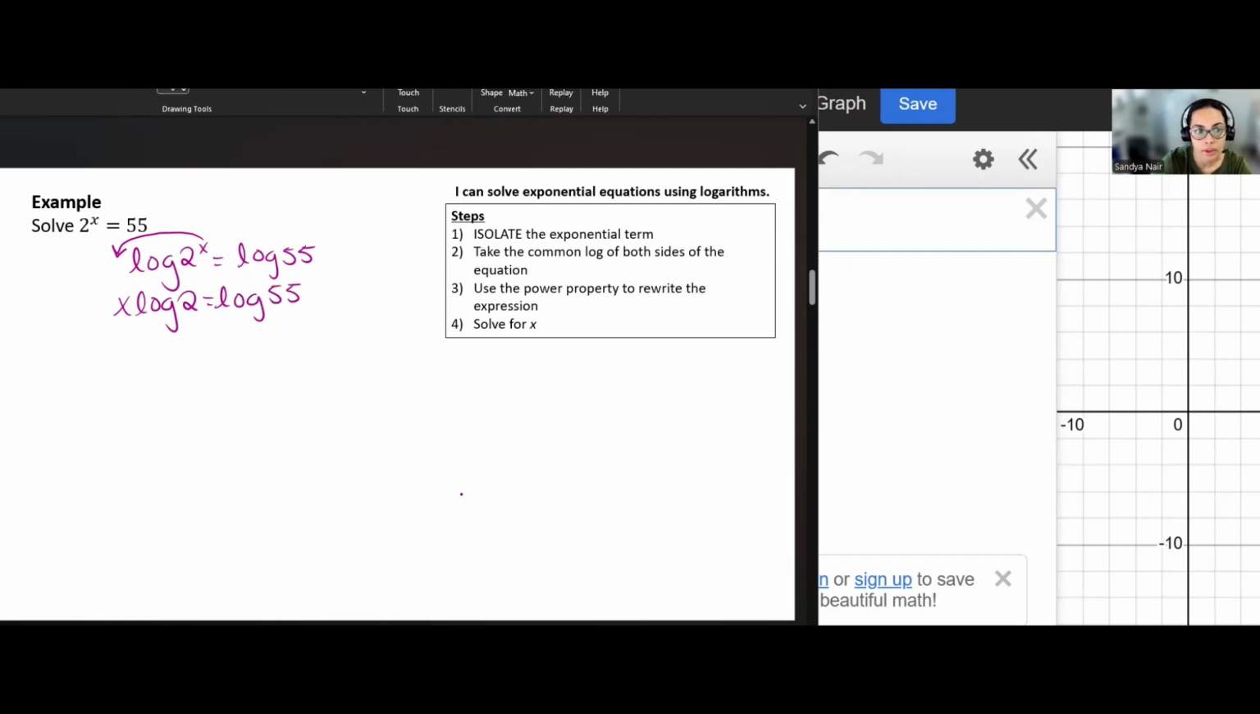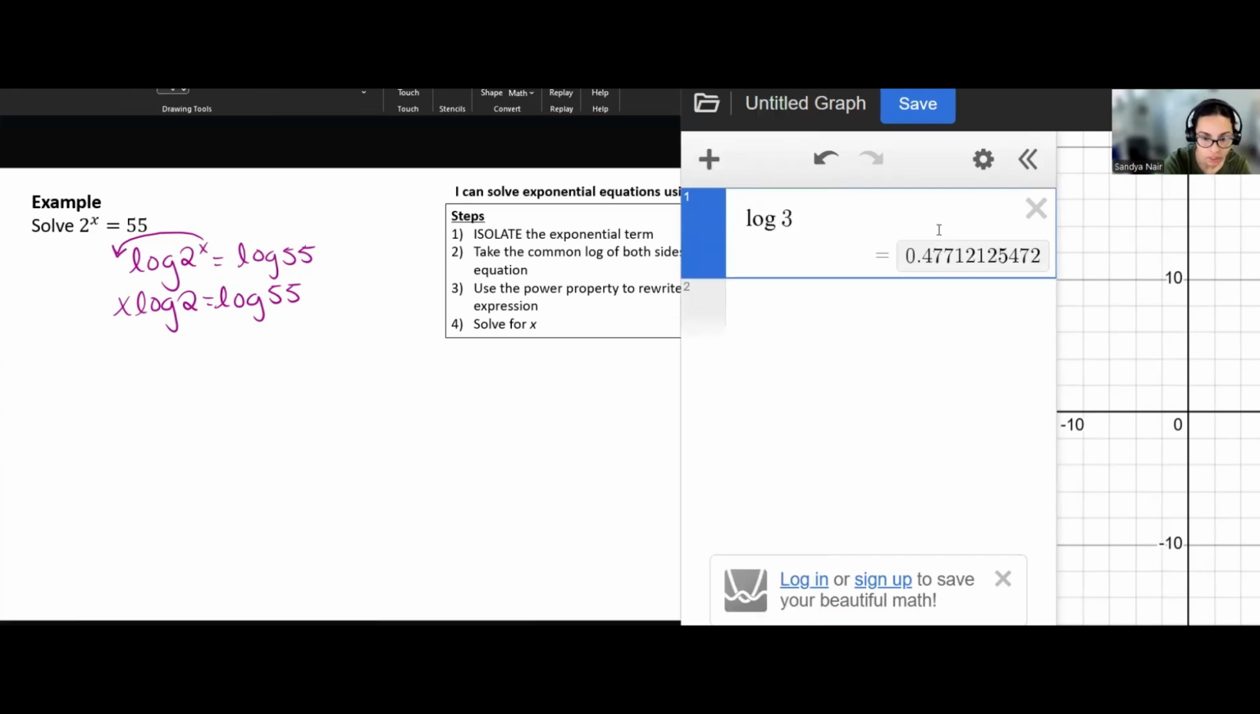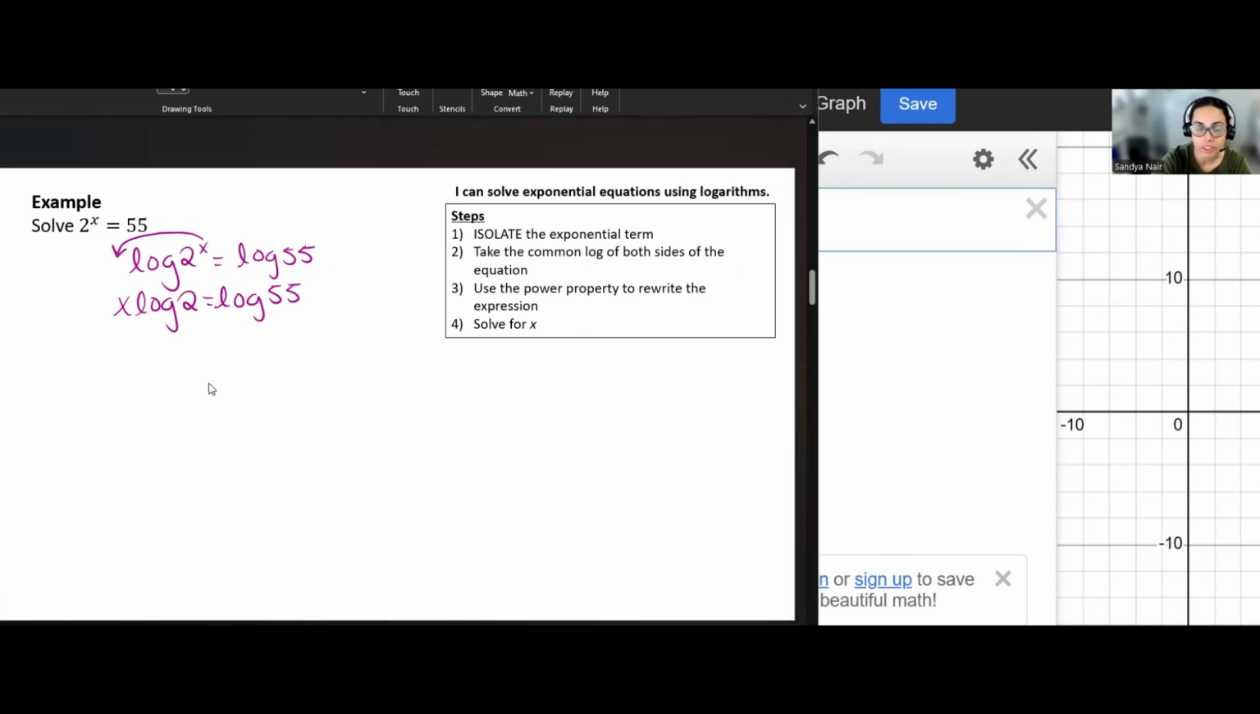Now we need to solve for x. If you think about it, the log of 2 is just a number. I can go over to Desmos and type log 2, and you can see that it's just 0.3010, etc. When solving for x, remember if I have x multiplied by a number, I can divide both sides by that number to solve for x. So I can divide both sides by the log of 2. When I do, I isolate x, because log of 2 and log of 2 cancel. That tells me that x equals the log of 55 divided by the log of 2.